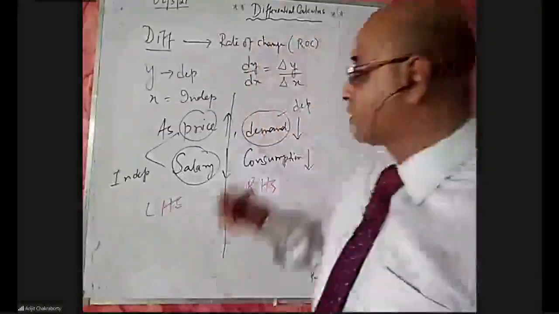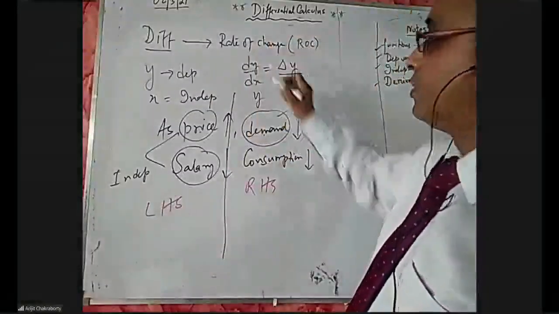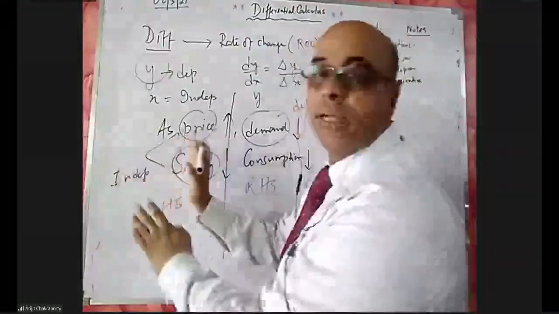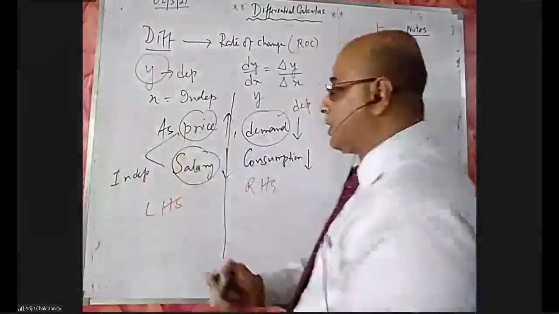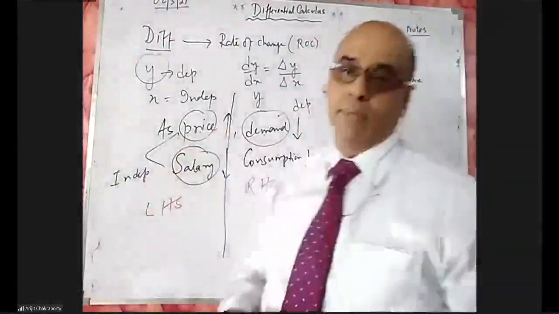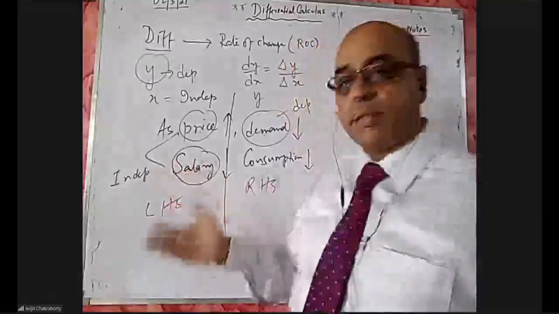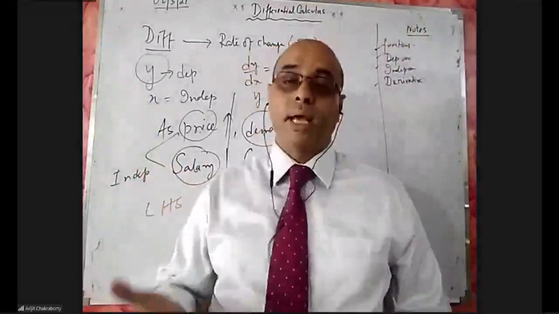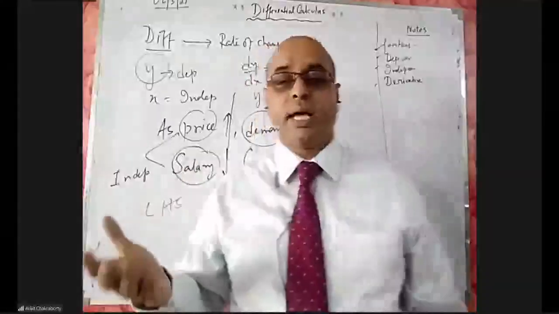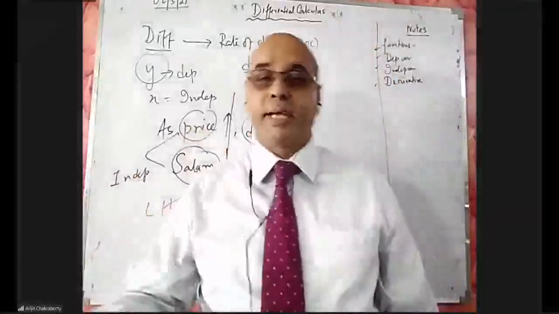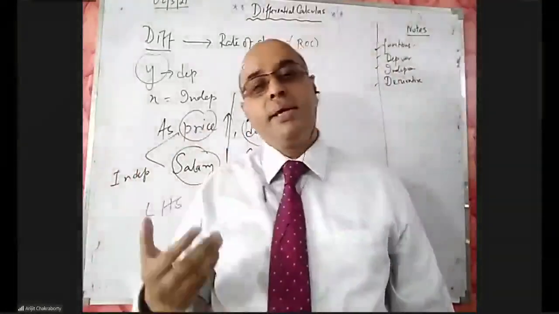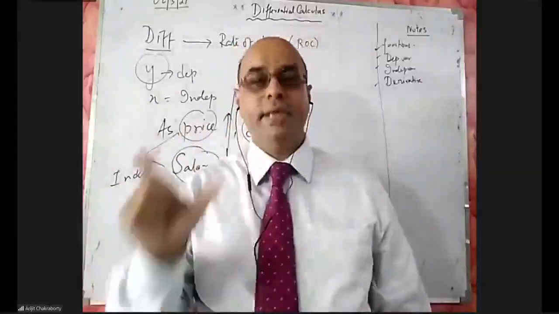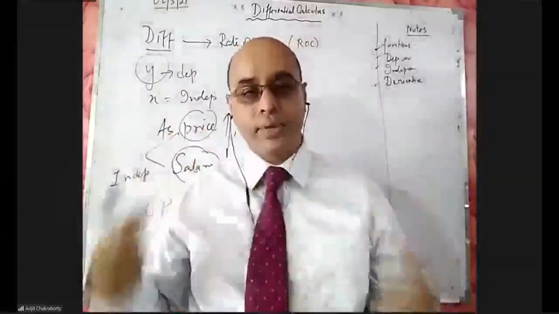So on this side, what you see is y, the dependent part, and this side is the independent variable. As price increases, the demand will fall. As salary decreases, consumption will also reduce. If I'm lucky enough that my salary increases, or I get a new job, my consumption will also increase. So these are related. They are linked.